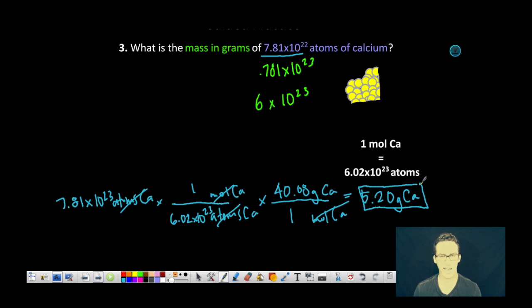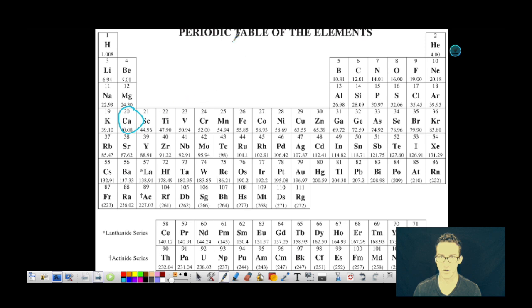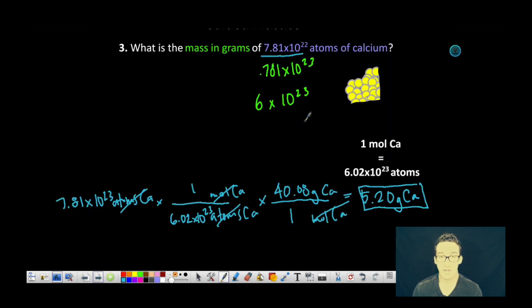And again, as you're estimating, we knew we would have less than 1/4, and we did some seriously rough estimation there. And 5 is definitely less than 1/4 of a mole of calcium, which is 40 grams. And we expected less than 1/4. This is roughly a little more than 1/10 of a mole, which seems pretty close. I mean, if we used 0.6 times 10 to the 23, that would be a 1/10. So I feel pretty good about this.